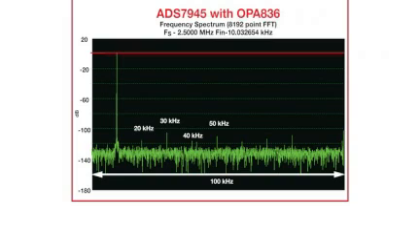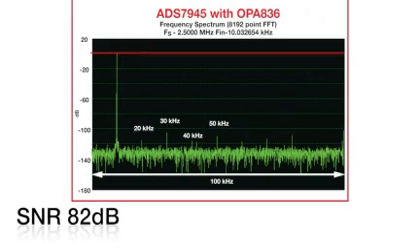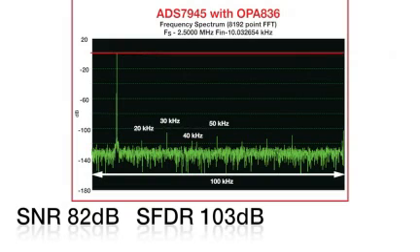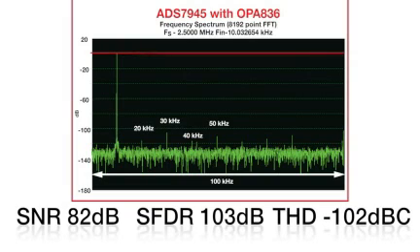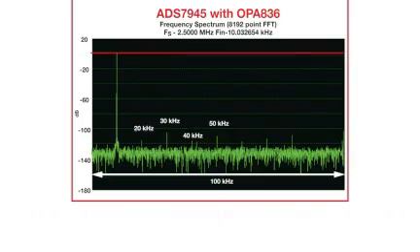Now, if you look at the measurement results of the case where ADS7945 is driven by OPA836 with source impedance dropped to 10 ohms, you can notice the SNR jumps to 82 dB, SFDR to 103 dB, and THD goes to 102 dBc. In essence, the performance is very, very good, and one can match the specified datasheet performance for this ADS7945 SAR ADC when driven by OPA836.